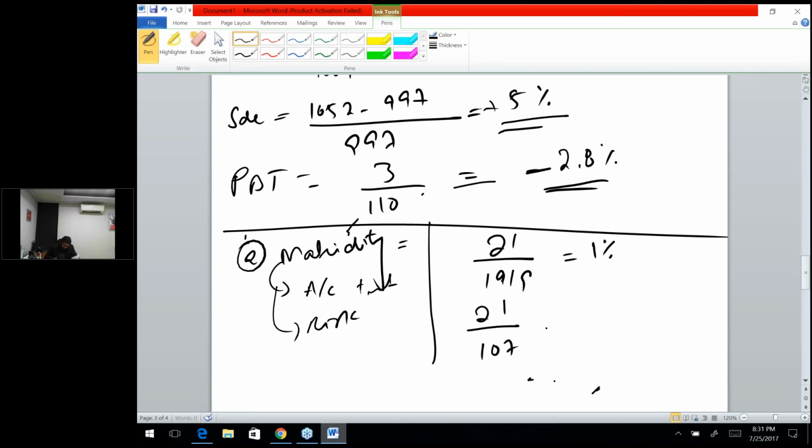So 107, it's 19.6%. Now, I have told you earlier also that materiality is a judgmental matter, and generally we do use different thresholds. Like we use 5% of the PBT, we use 2% of total assets, we use 1% of the total revenue. We do use various materiality thresholds.